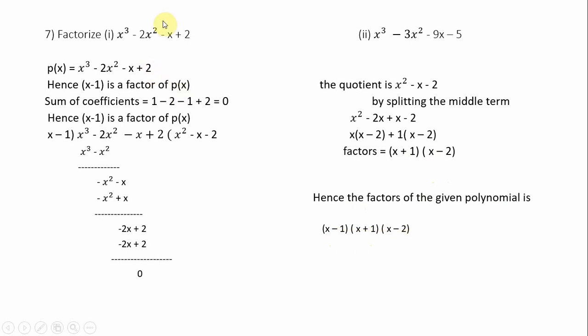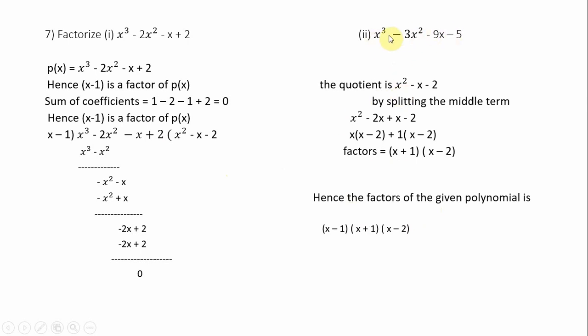See children, it is a cubic polynomial. This cubic polynomial will have three factors. If it is a biquadratic polynomial, biquadratic means what? Fourth degree polynomial. If it is a fourth degree polynomial, you will be having four solutions, four factors. As it is a cubic polynomial, you are having only the three factors. So x minus 1, x plus 1 and x minus 2 are the three factors of it. The same method you have to do for the remaining sums also.